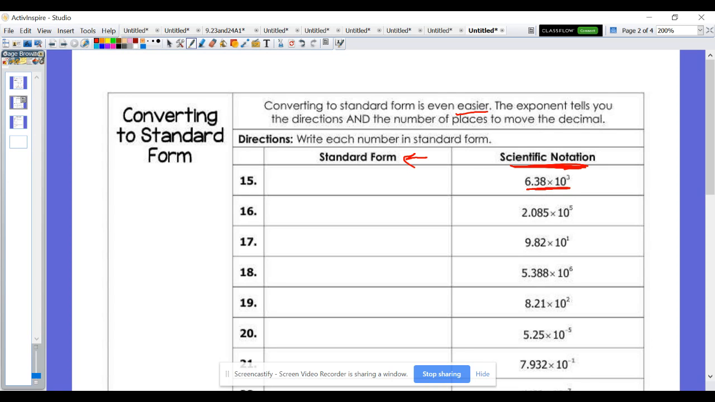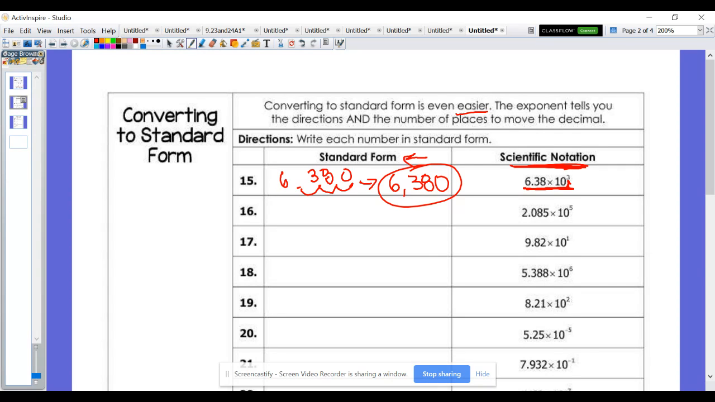So this is telling me that in scientific notation, this number is 6.38 times 10 to the third. So that means when I was switching it from standard form to scientific notation, I had moved my decimal point 3 places. So I'm going to do that. 1, 2, 3. Now my decimal point's at the end, so my standard form of that number is right there, 6,380.